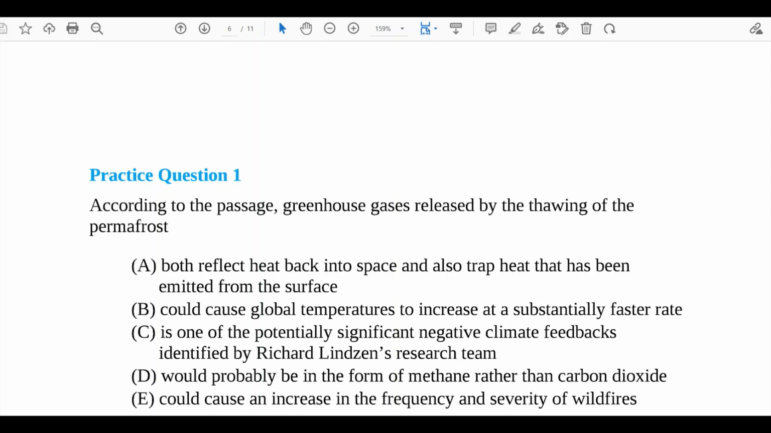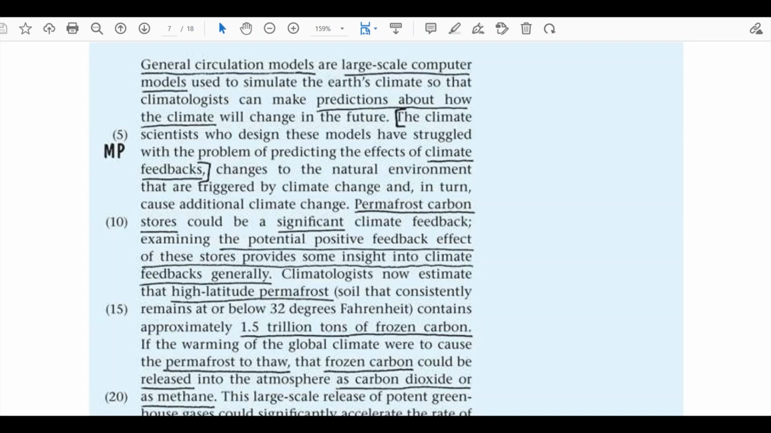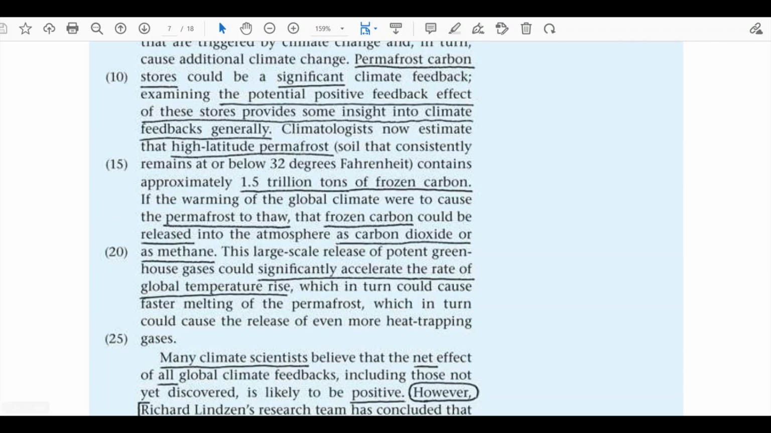Actually, the question asks about the thawing of the permafrost. The annotations show that this topic was discussed in the first paragraph. Here it is. After quickly reviewing the discussion at lines 10 through 25, permafrost carbon stores could be a significant climate feedback. Examining the potential positive feedback effect of these stores provides some insight into climate feedbacks generally.